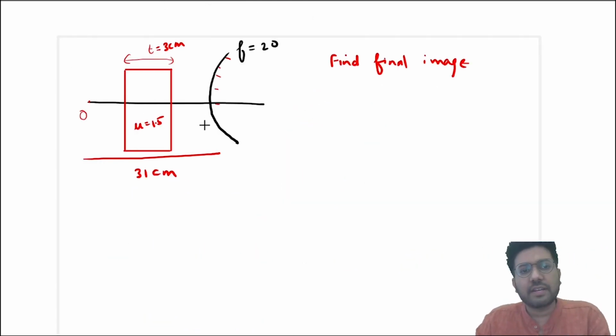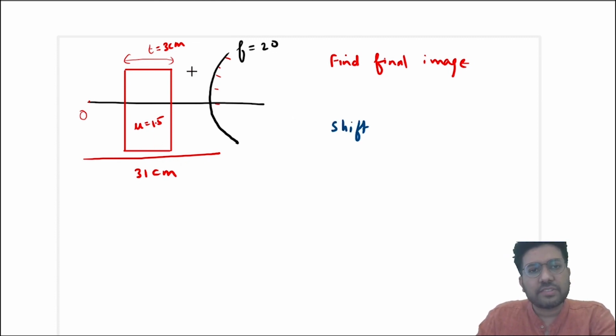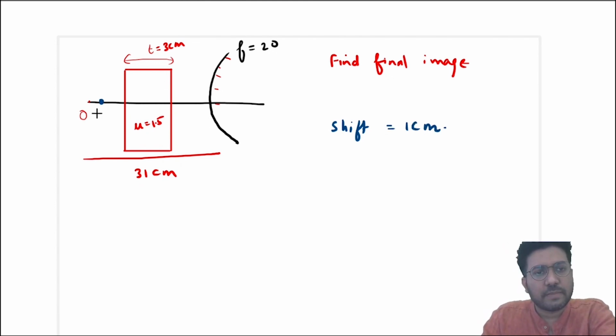Okay, same question here, just the thing is I've used a convex mirror this time, right? So what will you get? See, again shift is how much? Because I've taken the same data, so the shift will be 1 centimeter, right? So the shift is 1 centimeter, so the first image is here and this becomes equal to 30 centimeter. Okay, now this is a convex mirror, remember.